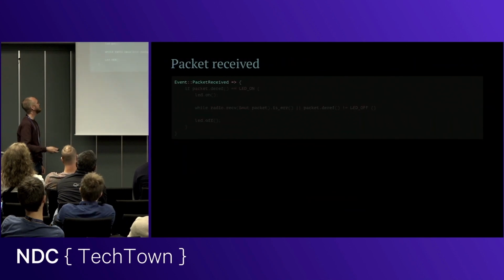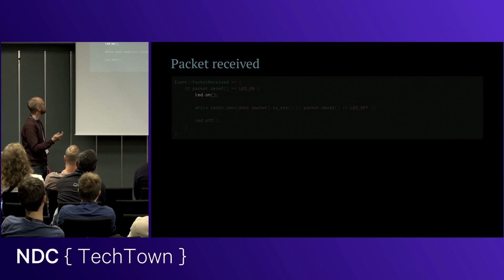And even simpler, on the receive side, we receive the packet. We check, did we get the right packet that we're looking for? If so, turn on. Wait for the off command, and then turn off.